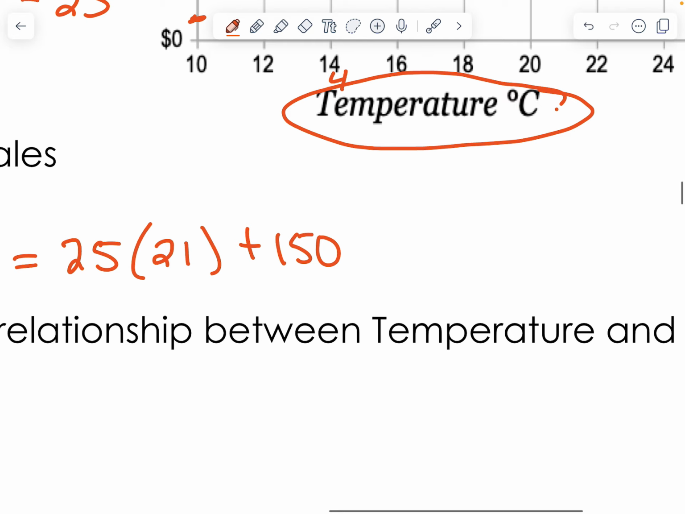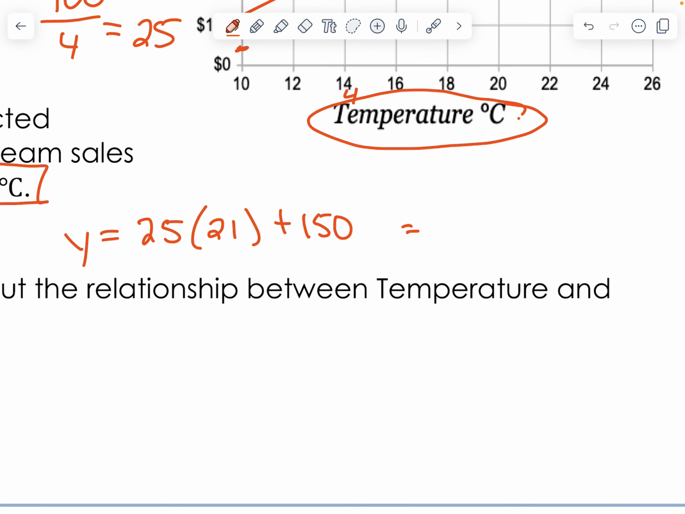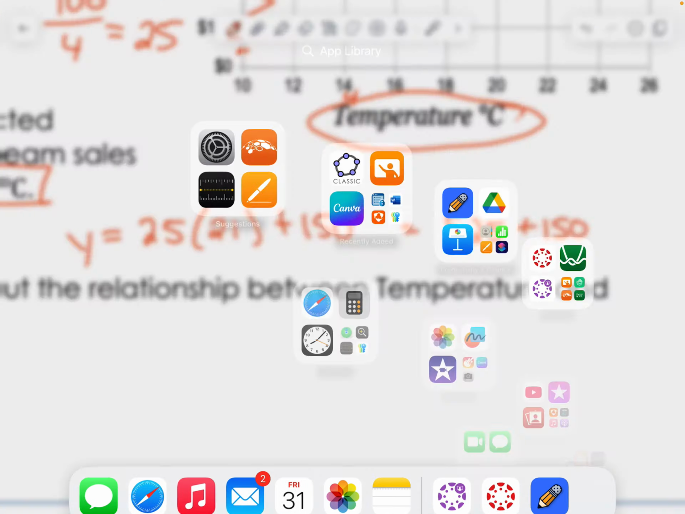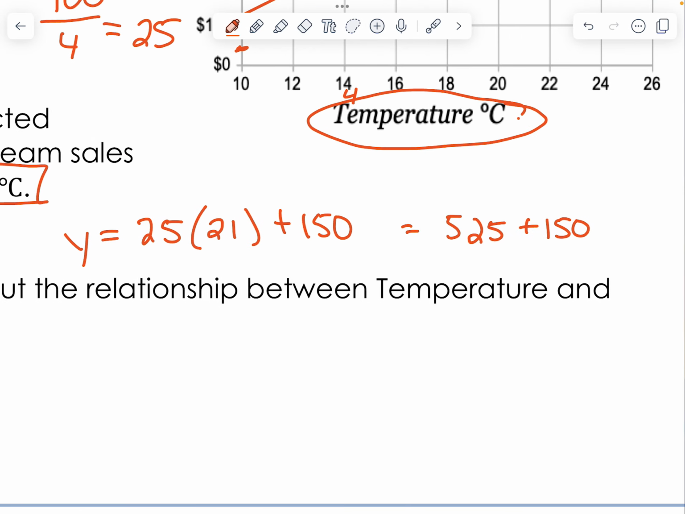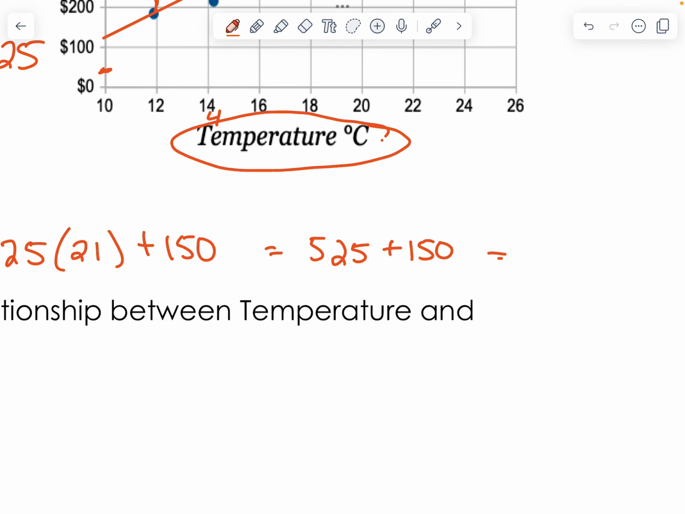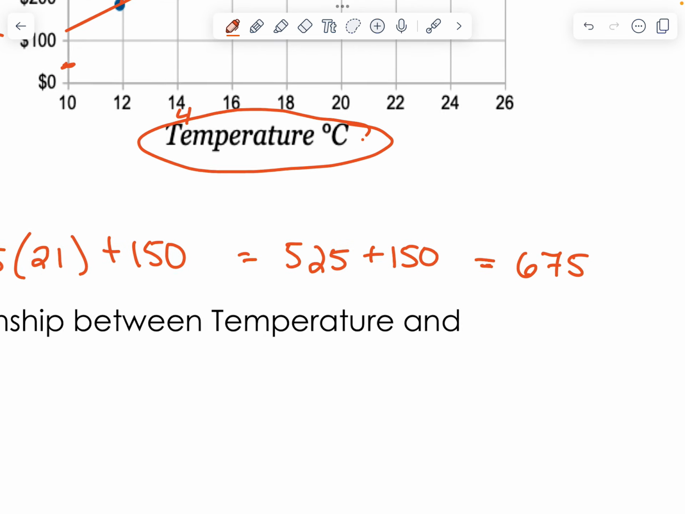Now, I don't know what this is off the top of my head. Let's see. 25 times 20 would be 500. Add another 25. So that should be 525, I believe, plus 150. Let's use a quick calculator. Yep, 525. Man, I'm good. Okay. So that gives you $675 in sales.